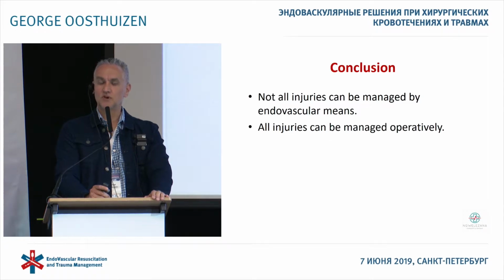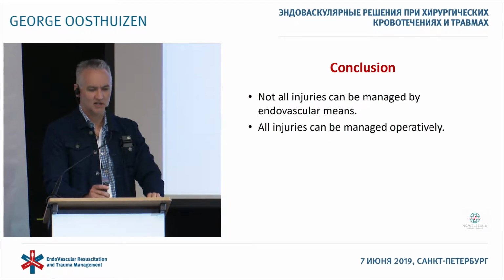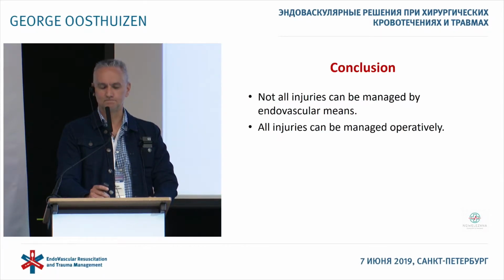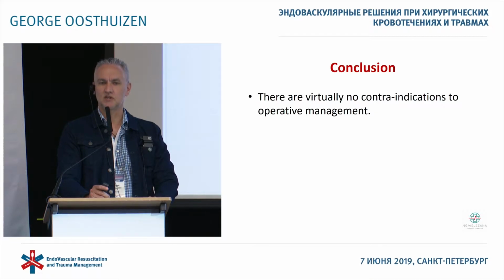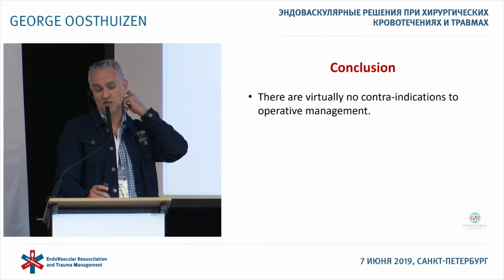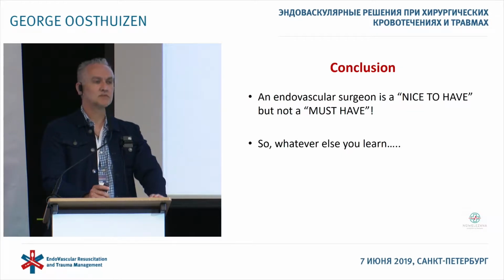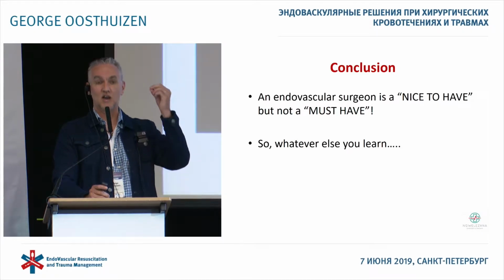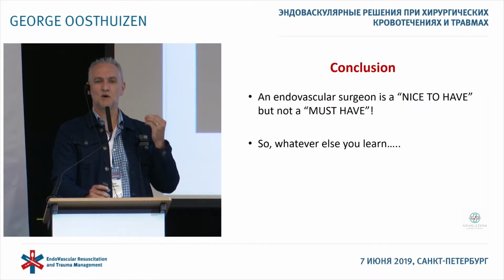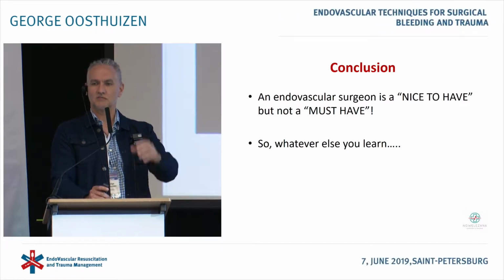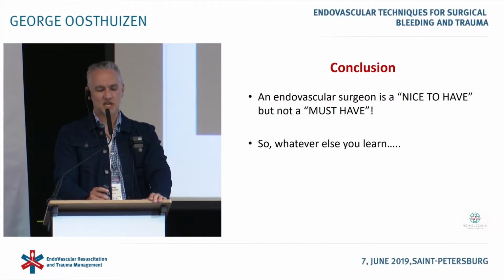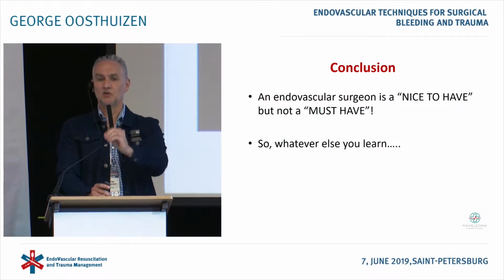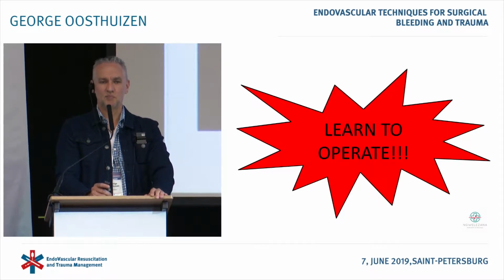So in conclusion, not all injuries can be managed by endovascular means, but pretty much all injuries can be managed operatively. There are virtually no contraindications to operative management. So, do we need an endovascular surgeon or an endovascular trained person? I would say they are a nice to have, but they are not a must have. And so, for the junior trainees in the room, I would say, go ahead and learn the endovascular techniques, but whatever else you learn, make sure that you learn how to operate. Thank you.